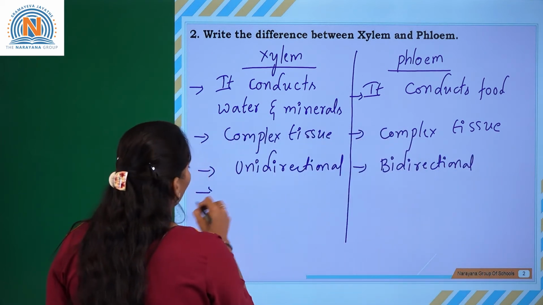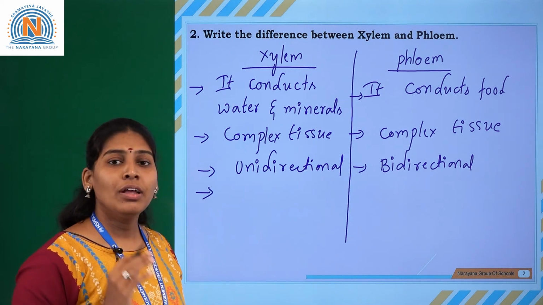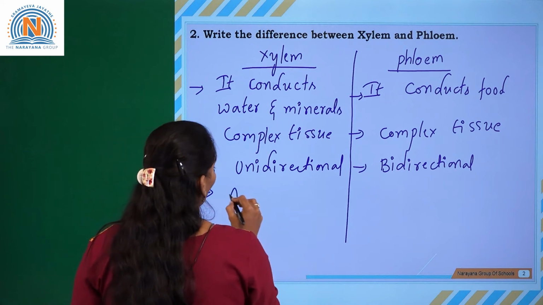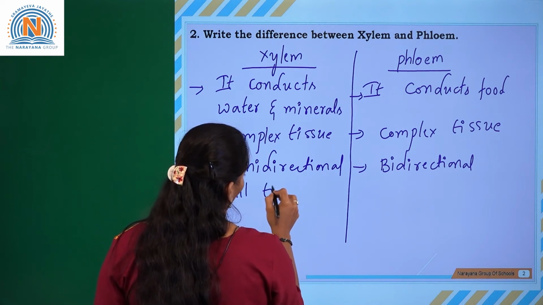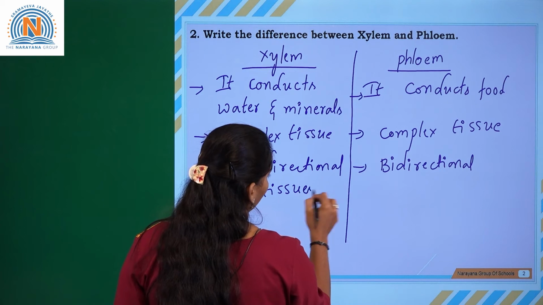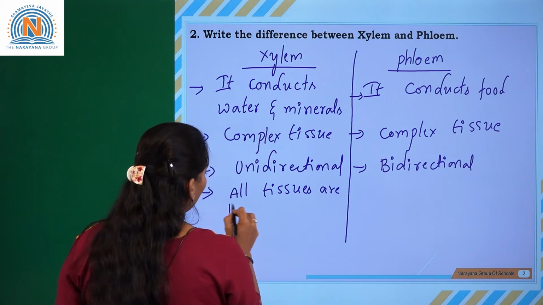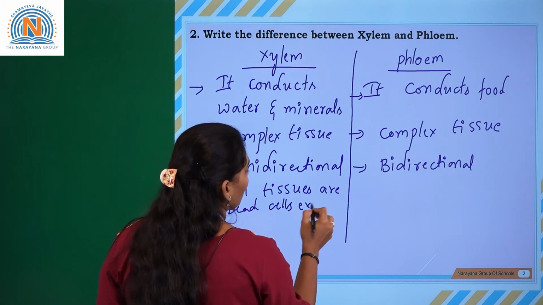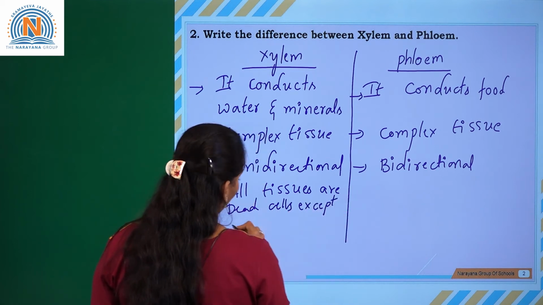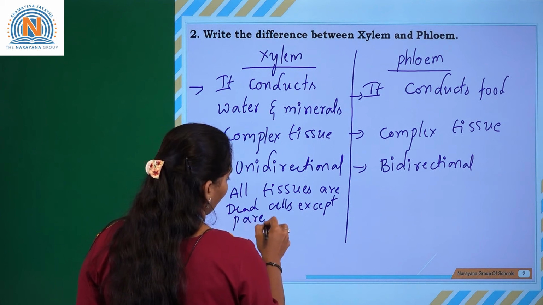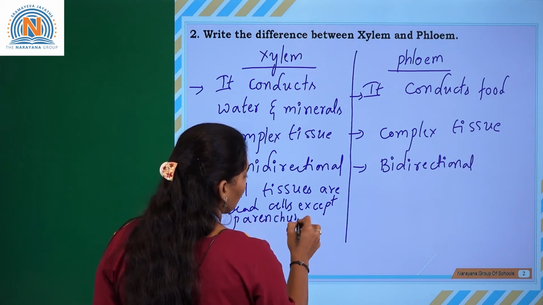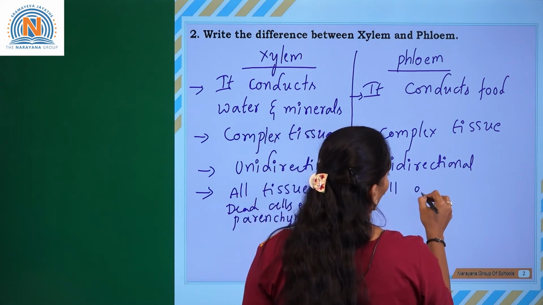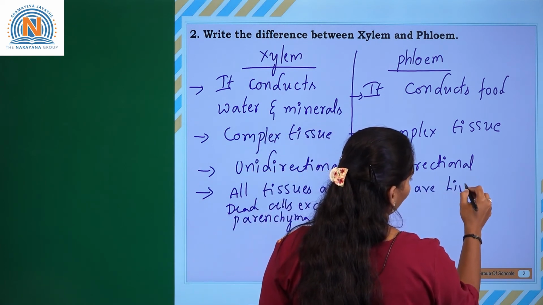And majorly, the dead elements will be present in the xylem. So all tissues are dead cells except xylem parenchyma. Whereas here, all the tissues are living tissues.